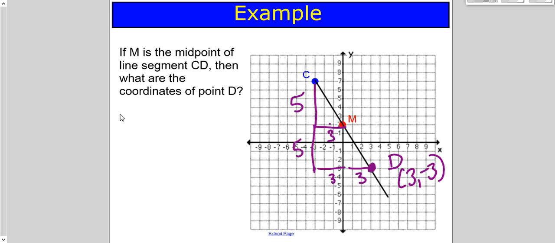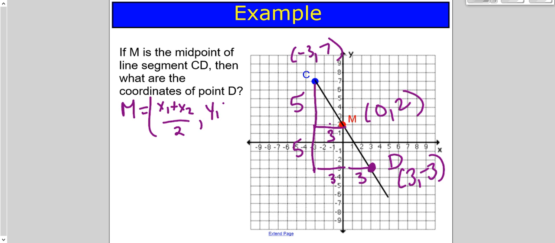Now, what if I didn't have a graph, or my numbers were so big I didn't want to even put it on a graph? Well, then we can look at this by using points. So C right here is at negative 3 comma 7. My midpoint is at 0 comma 2. Remember, my midpoint M is equal to adding my x's together and dividing by 2, and adding my y's together and dividing by 2.